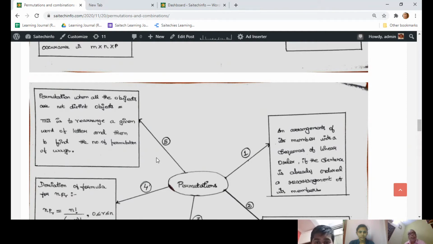Sorry to interrupt you. Permutation when all objects are not distinct objects, it means they are of the same type, is it not? Yes, sir. Right, proceed. Yes, sir.